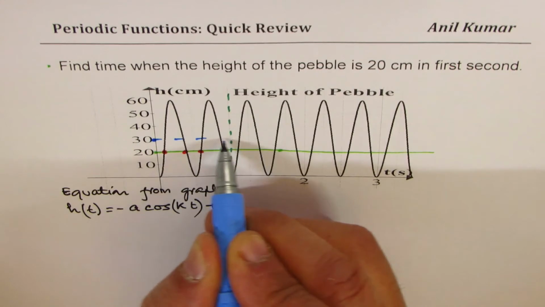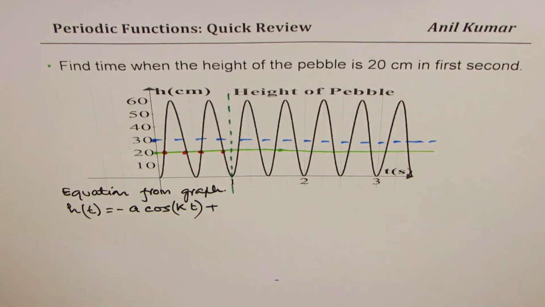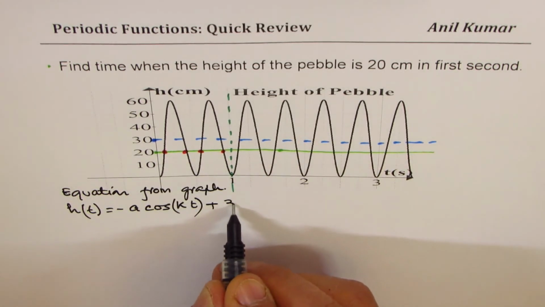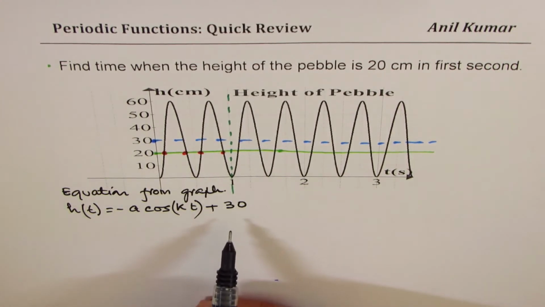So the center is right there, right? So that becomes the axis, so easily you could read this value as 30. So kind of like this. But let me show you how we got some values here.